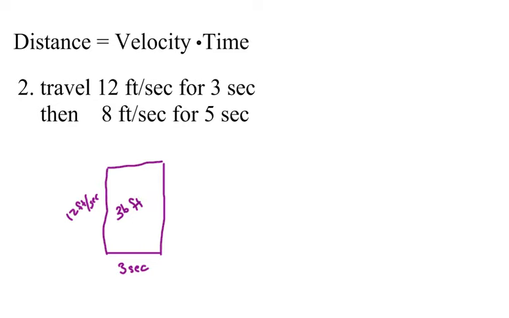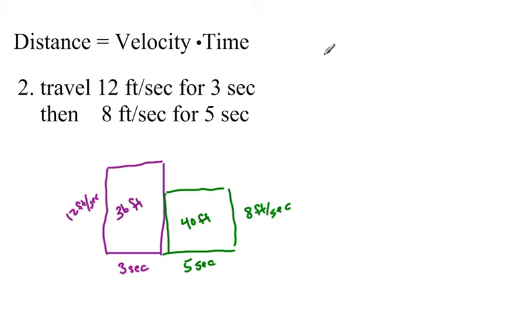We can do the same thing for the next one. This time we're going 5 seconds, so this is going to be a little wider. And our speed is a little slower. We're going 8 feet per second, and so we've got this other rectangle at 8 feet per second. And when we multiply these, we get 40 feet. And the area of the rectangle becomes the distance traveled.